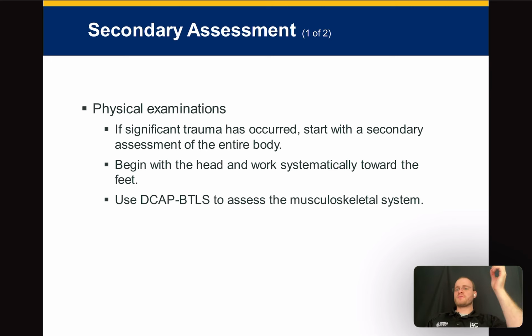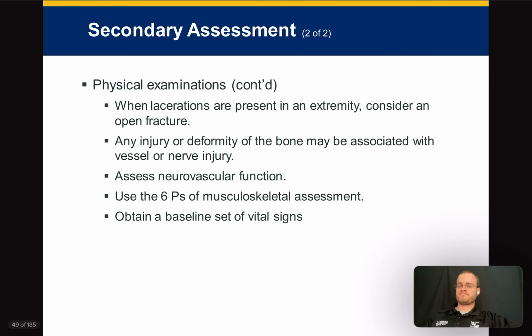If a significant trauma has occurred, you would start with a secondary assessment of the entire body. So an isolated fall or an isolated finger injury, like a broken finger, they got hit with a hammer, probably don't need to do a full head to toe exam. But if someone was in a car wreck and they had broken fingers, then yes, you would need to do a full head to toe exam, okay? Begin at the head and work down systematically. We'll show you this in patient assessment. We'll continue to perfect this with scenarios.